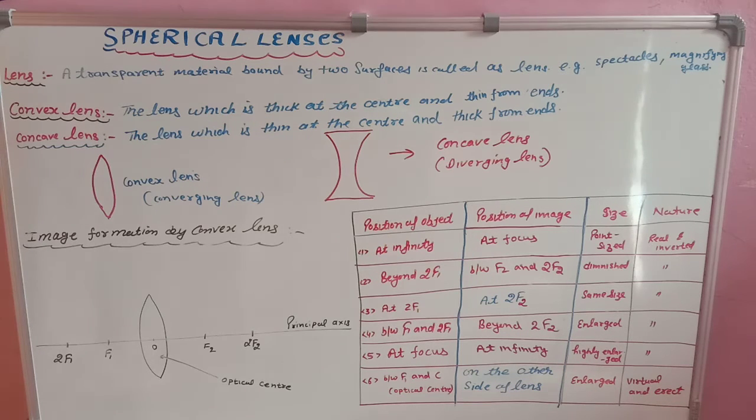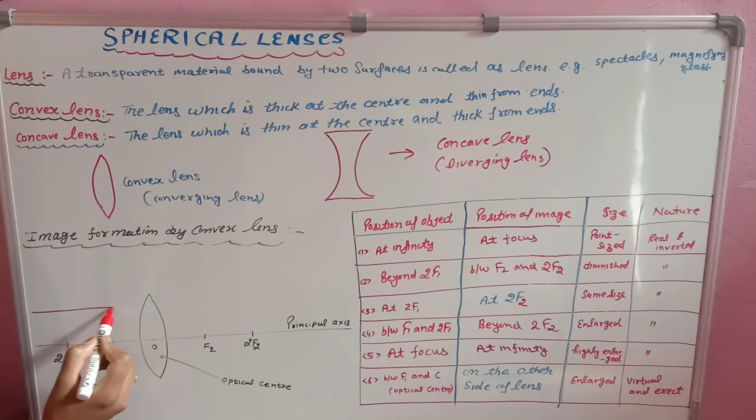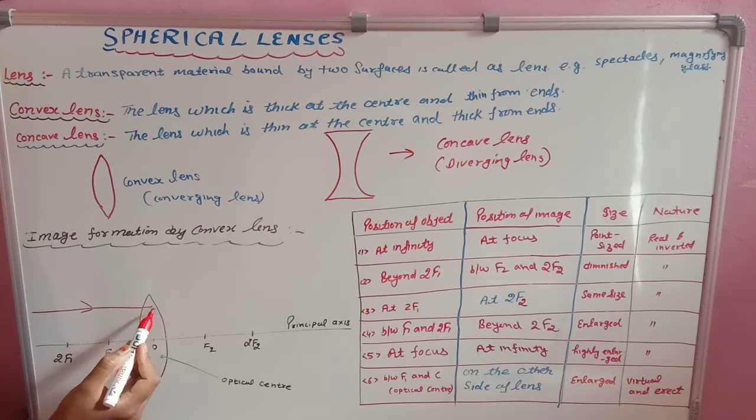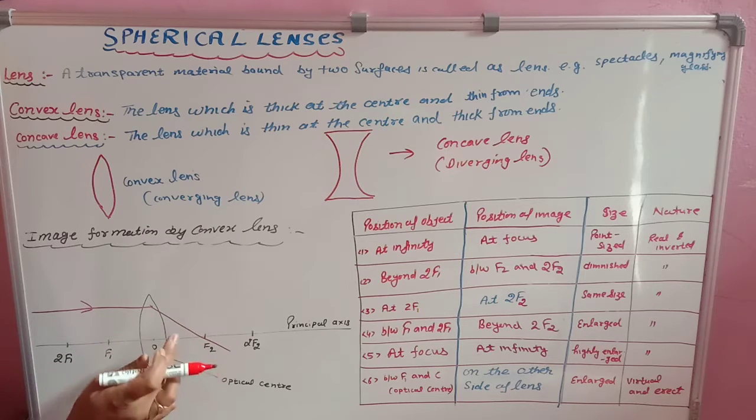So students, let us start. The position of the object is at infinity. If you remember, I told you infinity means very far, which means the rays will come parallel. Just look at the board. The rays are coming parallel, meaning straight. After refracting, they will pass through the focus.